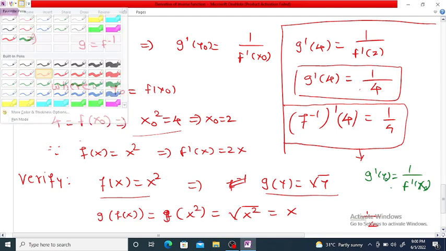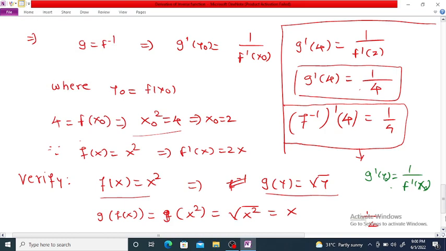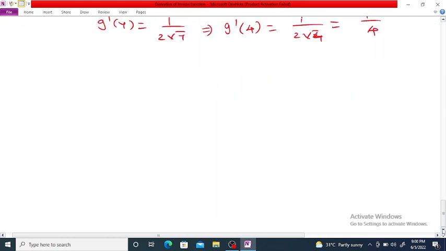Now take one more example. Let f be a function from -1 to 1 to R, defined as f of x is equal to sine inverse x. Find f dash of x.